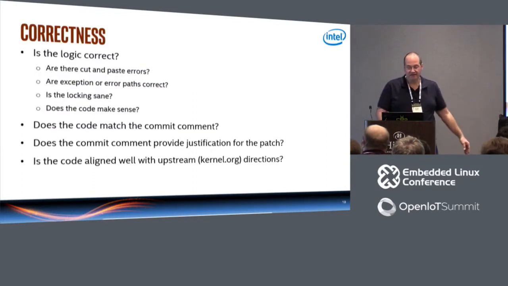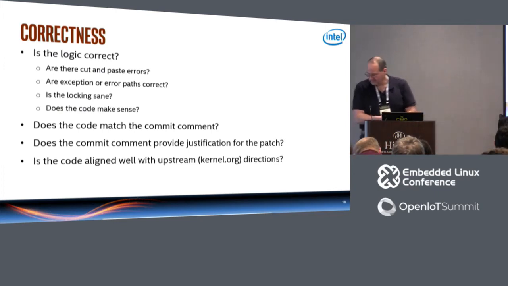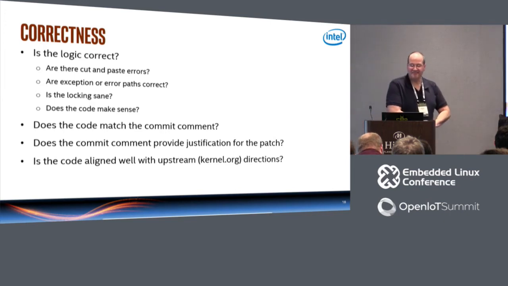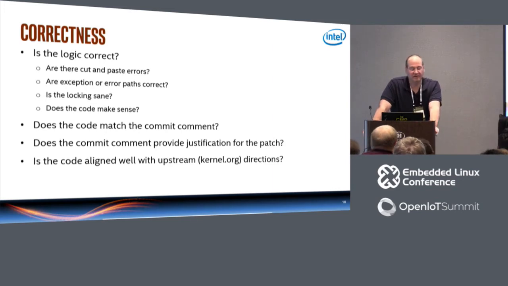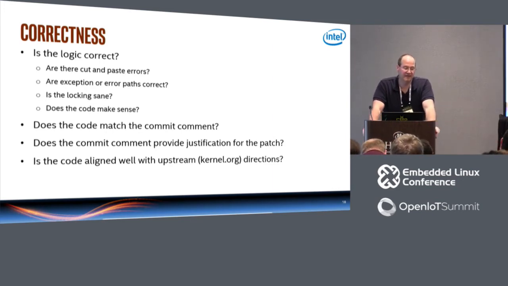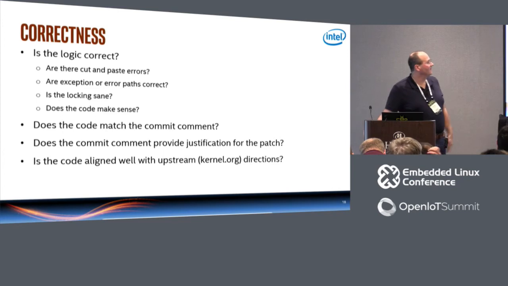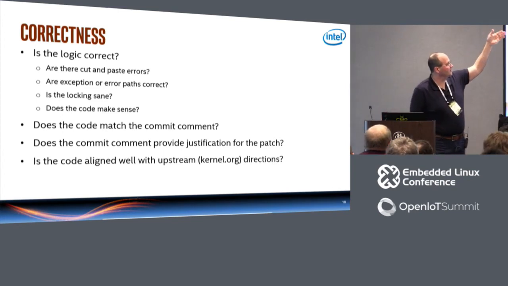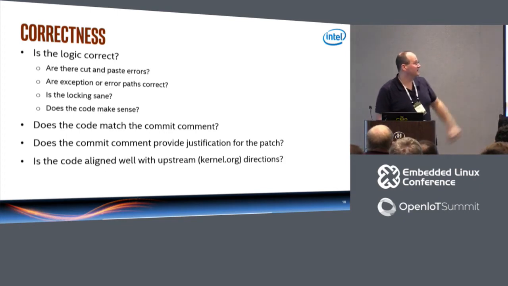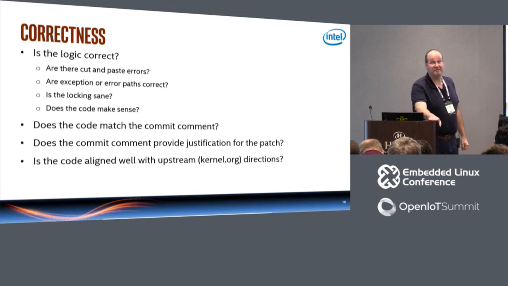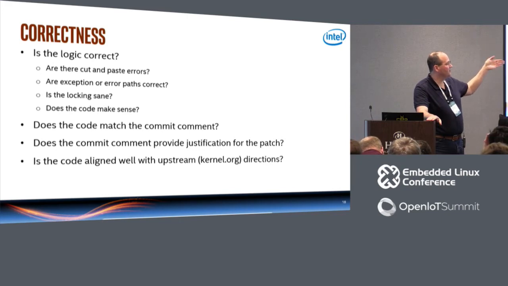Okay, so now I'm going to shift gears and talk about correctness. As you do a code review, you need to look for correctness, so you need to do all the normal things. Is the logic correct? Is there a cut and paste error? Are the error paths correct? Are you leaking locks or memory? Does the code make sense? A lot of times it might not. And does the code match the commit comment?